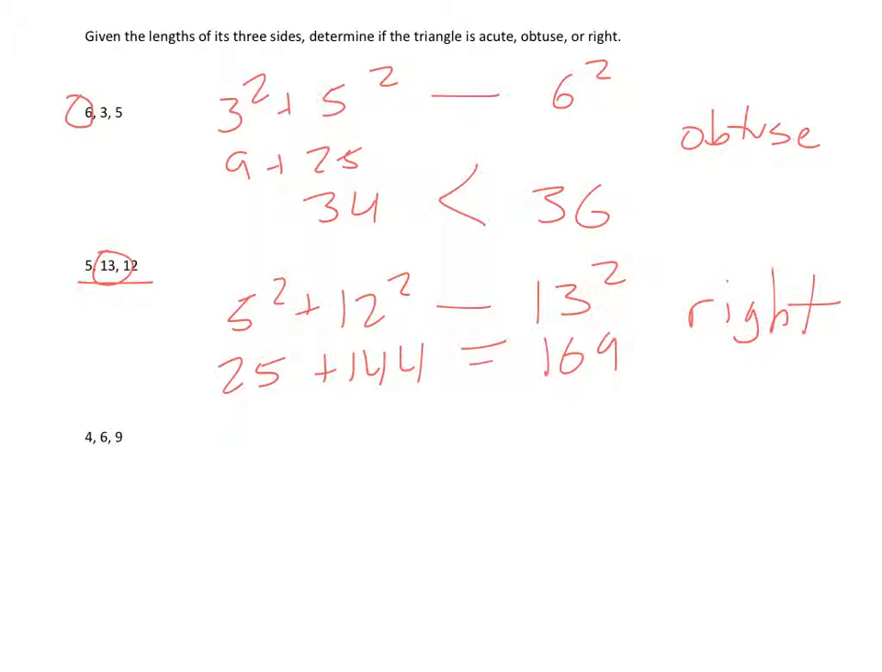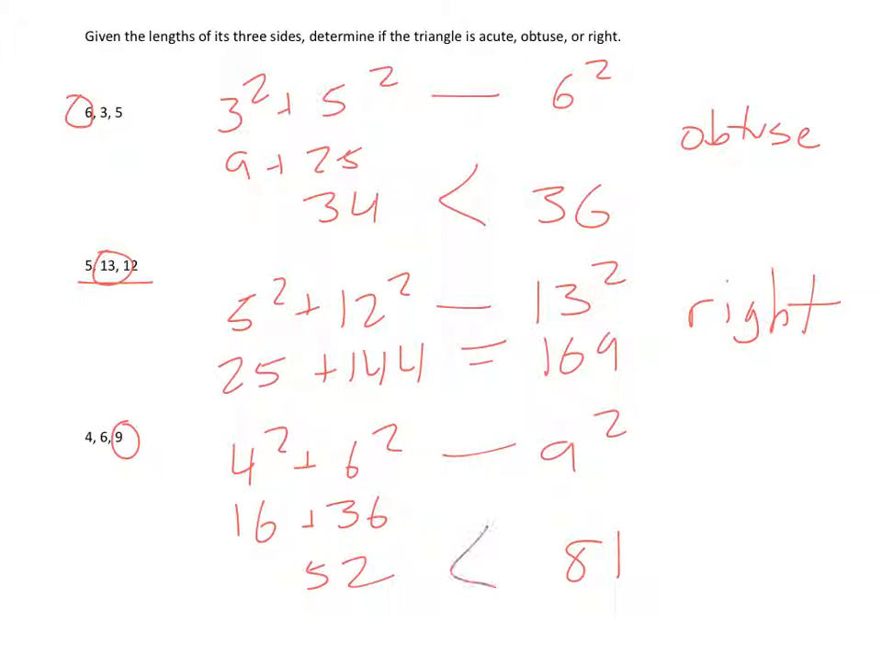And here the largest is 9, so 4 squared plus 6 squared compared to 9 squared. 4 squared is 16, 6 squared is 36, which is 52. 9 squared is 81, which is also bigger. So this is going to also be obtuse. No acute triangles in this situation. And that is pretty much it. So that is how we classify a triangle as acute, obtuse, or right.